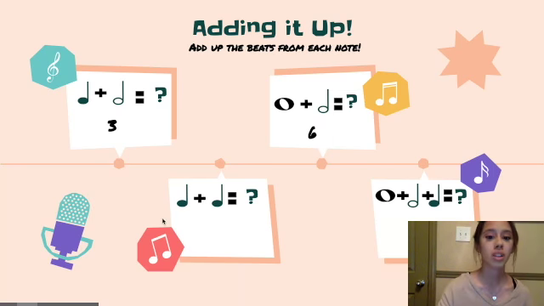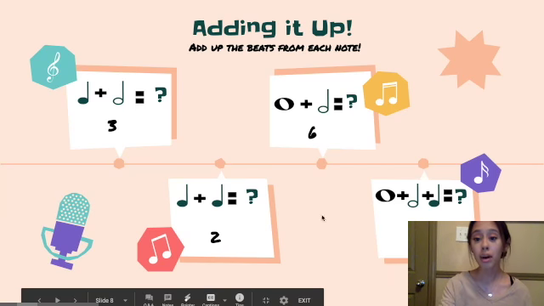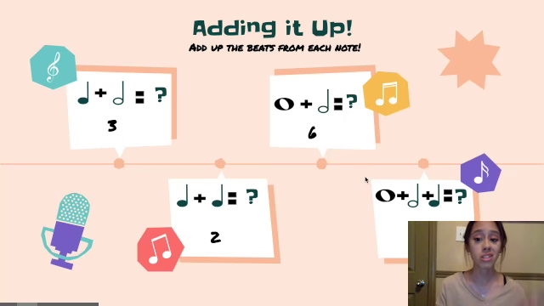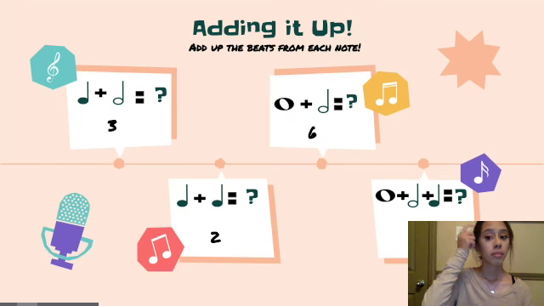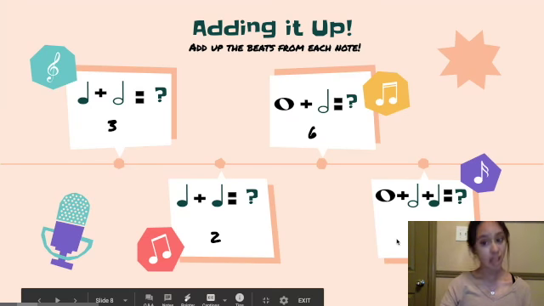All right, so now we're going to have a quarter note, which is how many beats? 1 beat, and then another quarter note, which is another beat. So 1 plus 1 is what? It's 2. Good job. All right, this is a hard one. We have 3 things to add up. So we have a whole note, which is 4 beats, a half note, which is 2 beats, and then a quarter note, which is 1 beat. So it's 4 plus 2 plus 1. Think about it. If you said 7, you're correct.